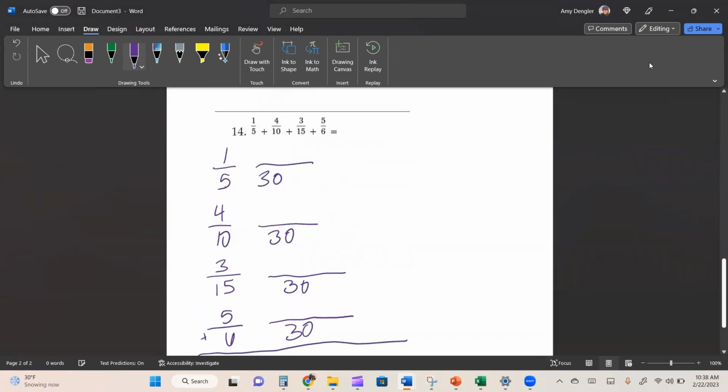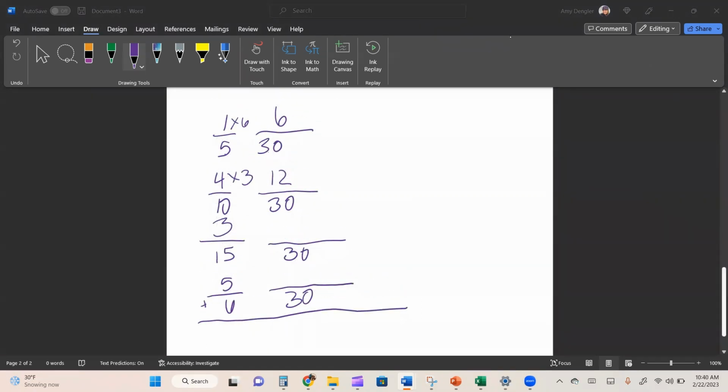And then 5 goes into 30 6 times. So 1 times 6 is 6. 10 goes into 30 3 times. So 4 times 3 is 12. All right, so 15 goes into 30 2 times. 3 times 2 is 6. And 6 goes into 30 5 times. And 5 times 5 is 25.